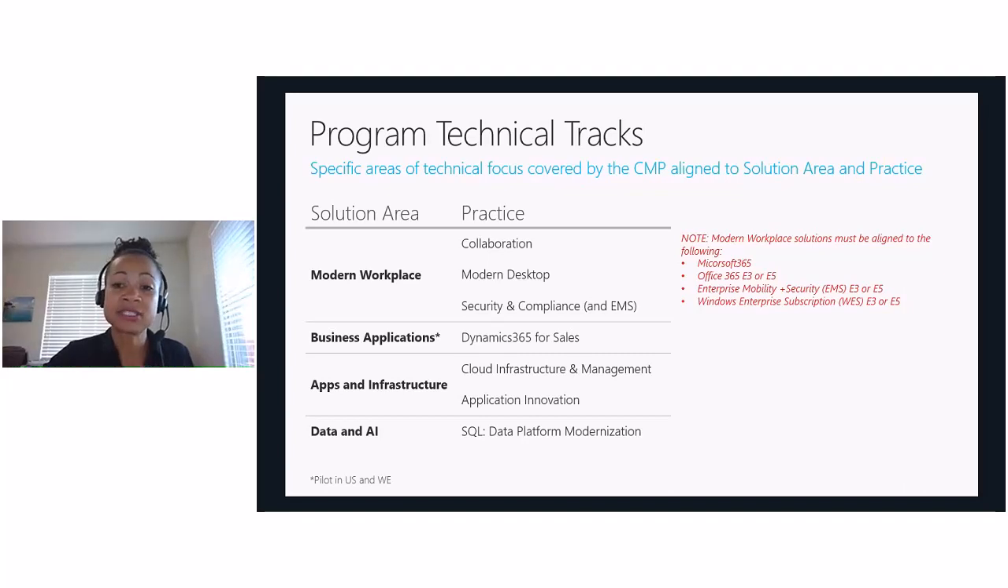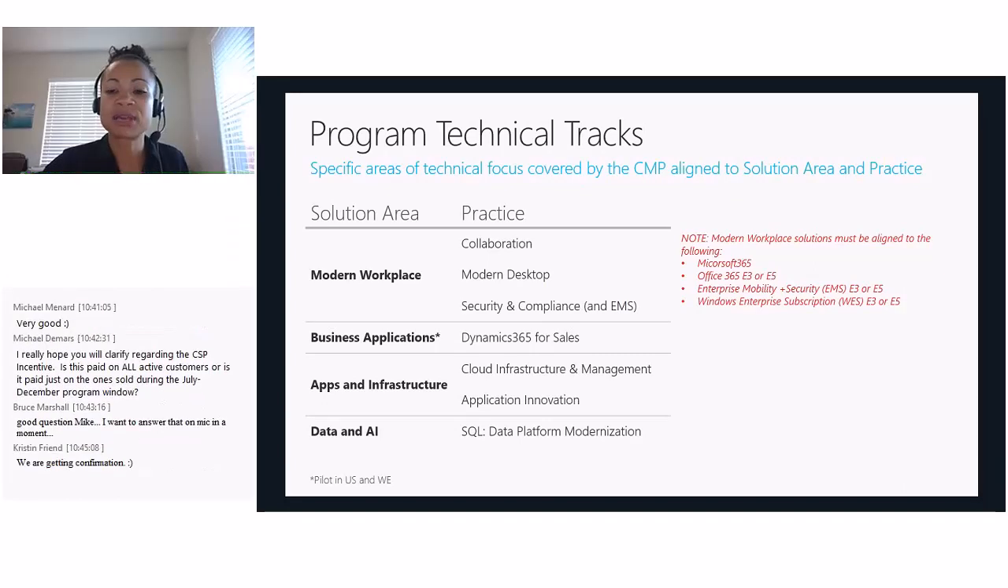In red here, you'll see that it is for Office really focused on, excuse me, the Microsoft 365, Office 365 E3 or E5, EMS E3, E5, and WES E3, E5, kind of focusing on the more not so basic workloads within there.